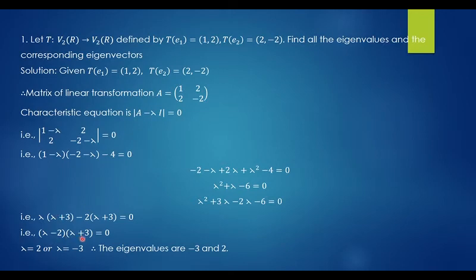So you get two factors, lambda minus 2 and lambda plus 3. Lambda minus 2 and lambda plus 3 are the two factors of this quadratic equation. From this we can find the values of lambda as 2 and minus 3. 2 and minus 3 are the eigenvalues. The roots of the characteristic equation are said to be eigenvalues.